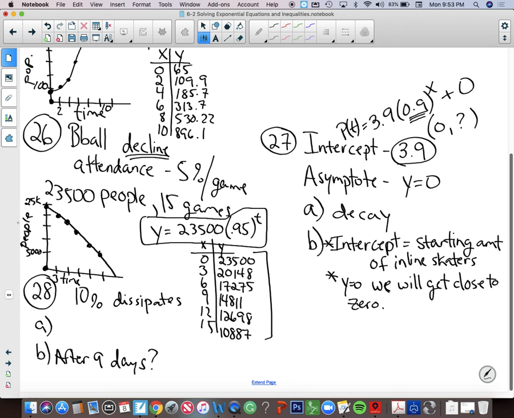So according to this model, we'll never actually have 0 inline skaters, but it'll just get closer and closer to 0. You guys might not know it much in this generation, but when I was growing up, they had skating rinks, kind of like ice skating rinks, but they were indoor just for regular skates. But there are not very many around anymore. Okay, so that's the information for 27.